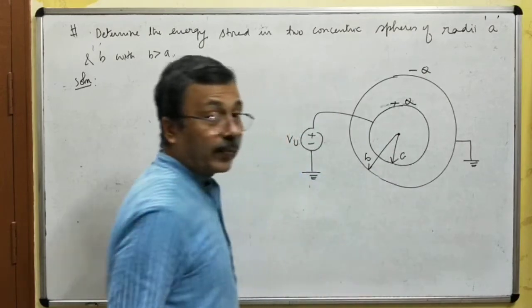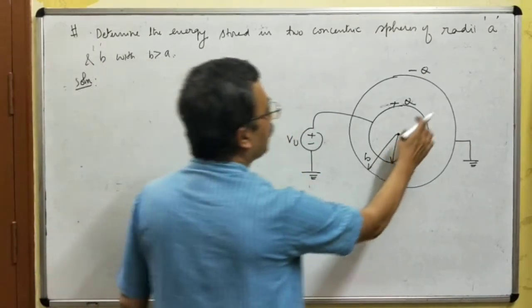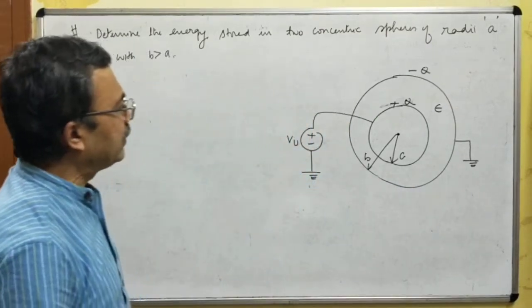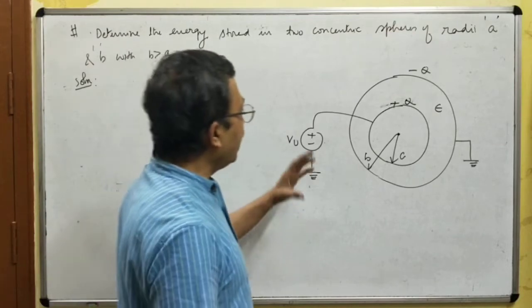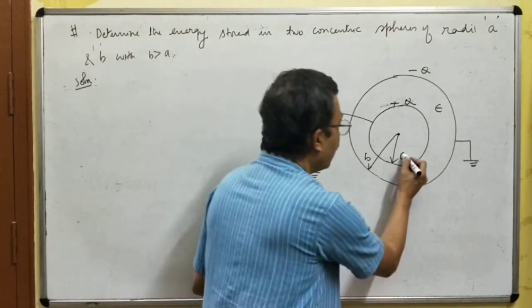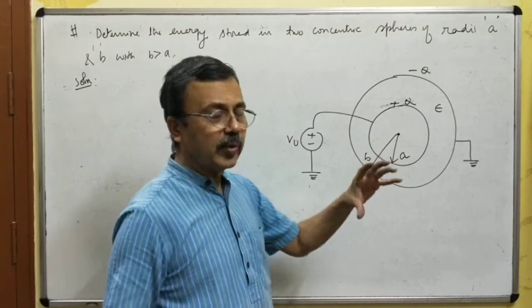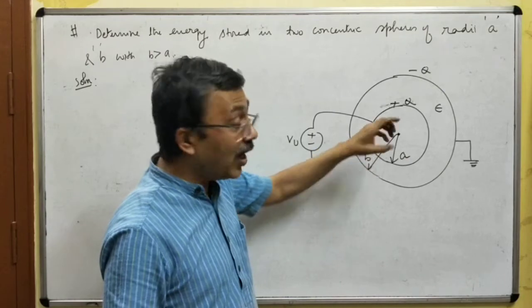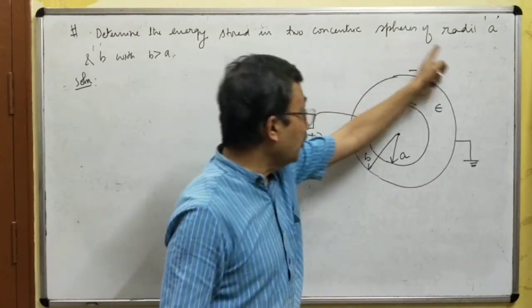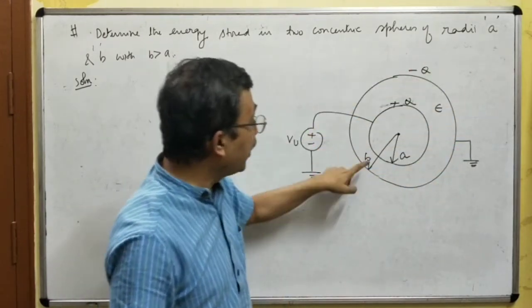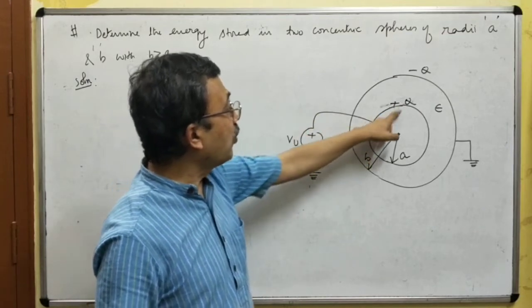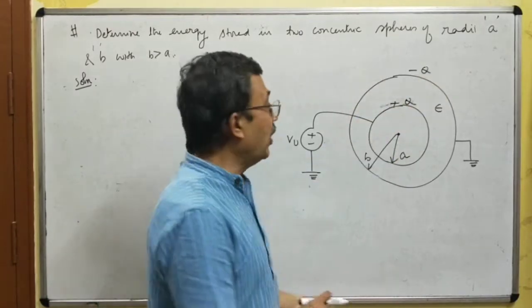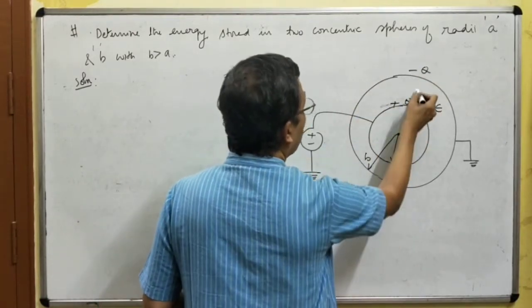Very important. Now, between these two spheres, we have an insulating material with permittivity epsilon. For r less than a, where r is the radius of the Gaussian sphere, there is no charge. For r less than a, charge enclosed is 0. Therefore, there is no electric field intensity for r less than a. For r greater than b, if you draw a Gaussian sphere of radius greater than b, charge enclosed will be plus q minus q equal to 0. Therefore, there is no field for r greater than b. Field exists only for r varying from a to b.